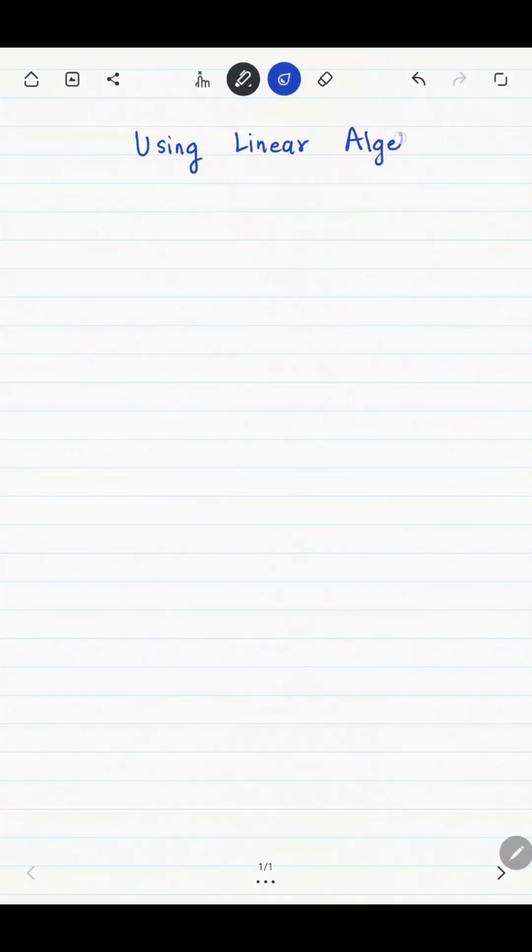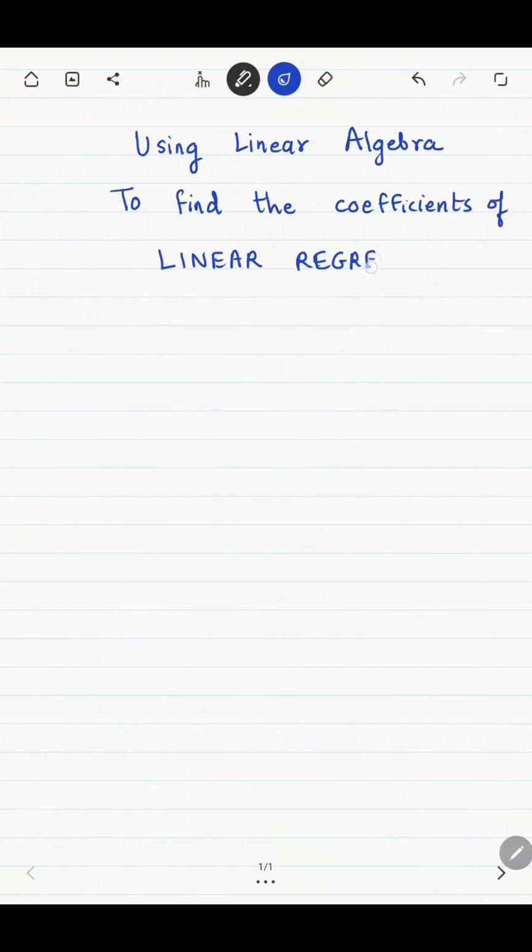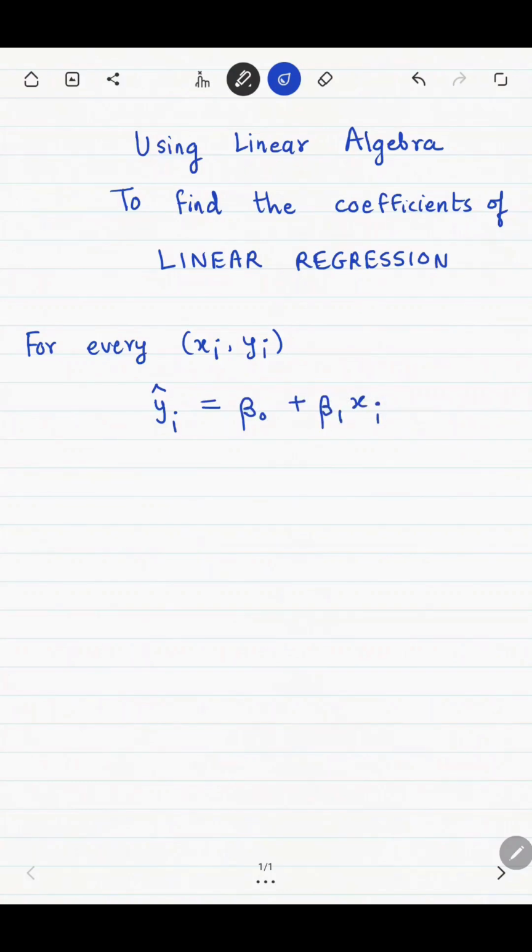Everyone. In this video, we'll study how we can use matrices and linear algebra to find the coefficients beta naught and beta 1 of linear regression. For every data point xi, yi, we can write the equations of linear regression as yi hat is equal to beta naught plus beta 1 xi, which can be rewritten as yi hat is equal to 1 into beta naught plus xi into beta 1.